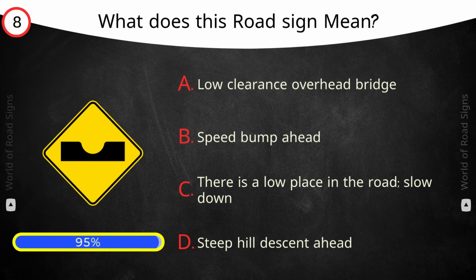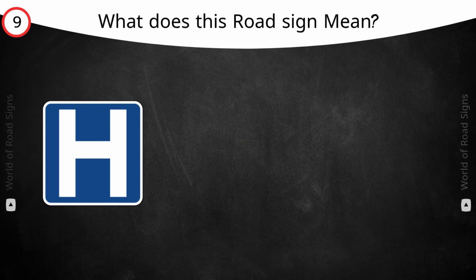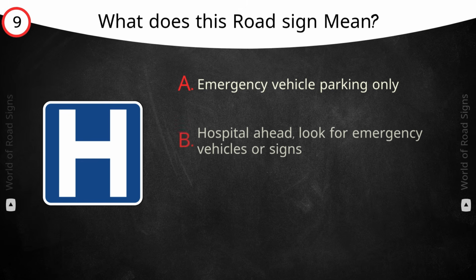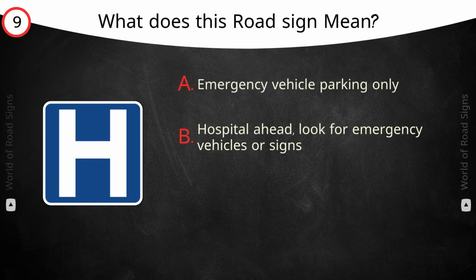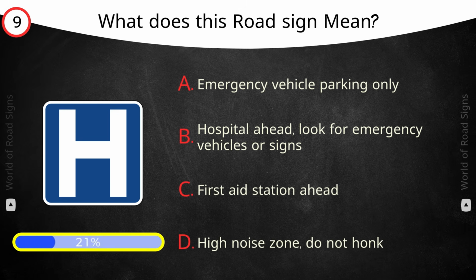You got it if you chose option C. There is a low place in the road. Slow down. Question 9. What is the message behind this sign? A. Emergency vehicle parking only. B. Hospital ahead. Look for emergency vehicles or signs. C. First aid station ahead. D. High noise zone, do not honk.